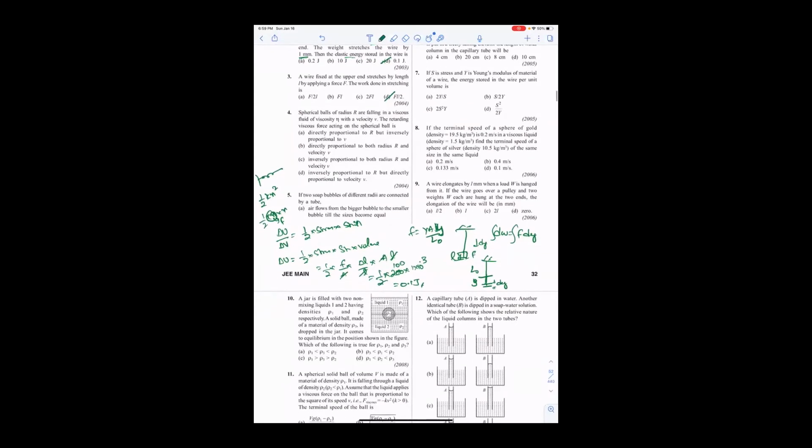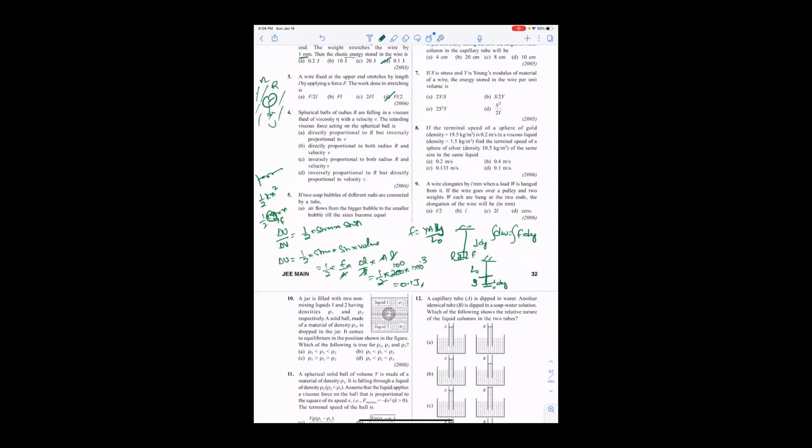Fourth one. Spherical balls of radius r are falling in a viscous fluid of viscosity eta with a velocity v. The retarding viscous force acting on the spherical ball is, right? There is a spherical ball of radius r in a viscous fluid of viscosity eta. There is a liquid everywhere. It's like you are dropping a steel ball in oil or some gum. It is a viscous fluid and it is going with velocity v.